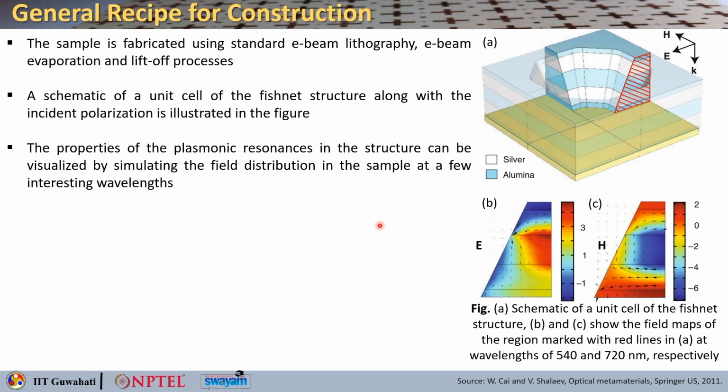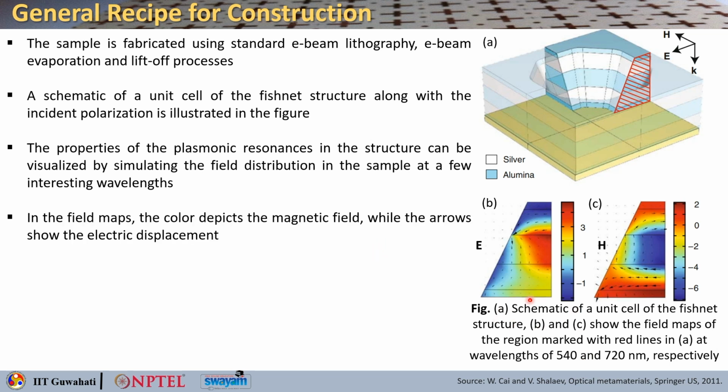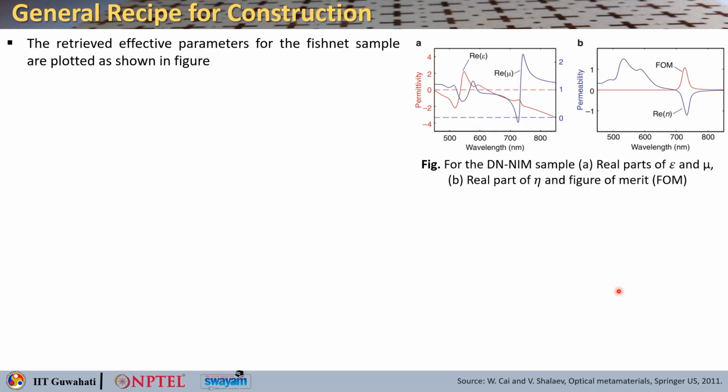The properties of the plasmonic resonance that you see in the structure can be visualized by simulating the field distribution in the sample at a few interesting wavelengths. Here you see the field maps; the color tells you about the magnetic field and the arrows show you the electric displacement, right. The retrieved effective parameters for the fishnet sample are shown here.